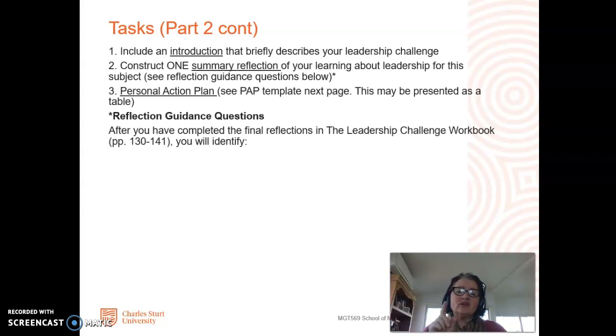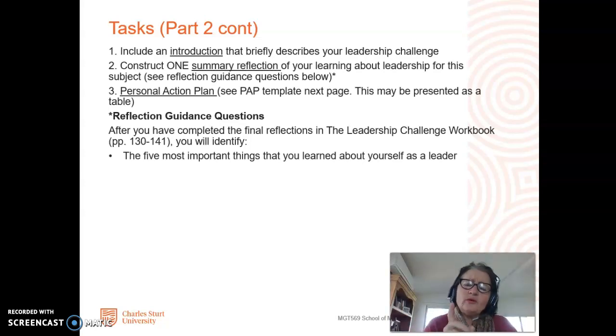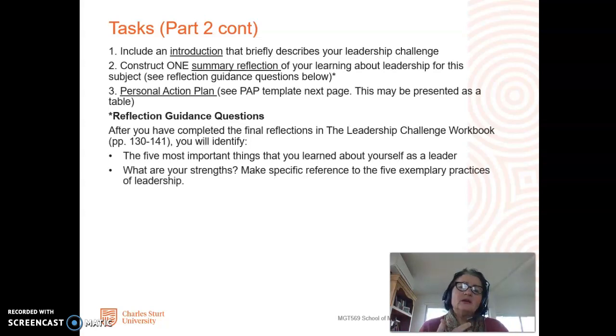So the reflection guidance questions, follow these to the T. After you've completed your final reflections in your workbook, which are on pages 130 to 141, identify the 5 most important things that you learned about yourself as a leader as a result of undertaking this subject, what your strengths are, and make specific reference to those 5 exemplary practices of leadership. So you might have one that you're particularly strong on.